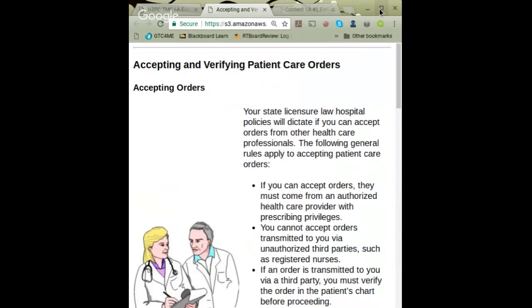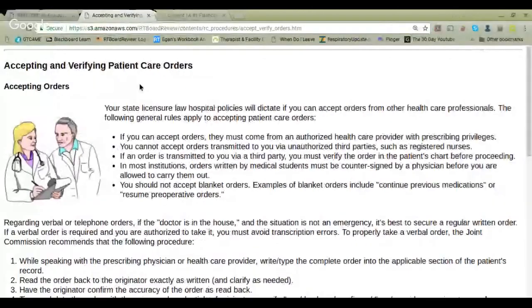Accepting and verifying patient care orders. Your state practice act will dictate if you can accept orders from other healthcare professionals. In general, accepting patient care orders: if you can accept orders, they must come from an authorized healthcare provider with prescribing privileges. You cannot accept orders transmitted to you via unauthorized third parties such as registered nurses.